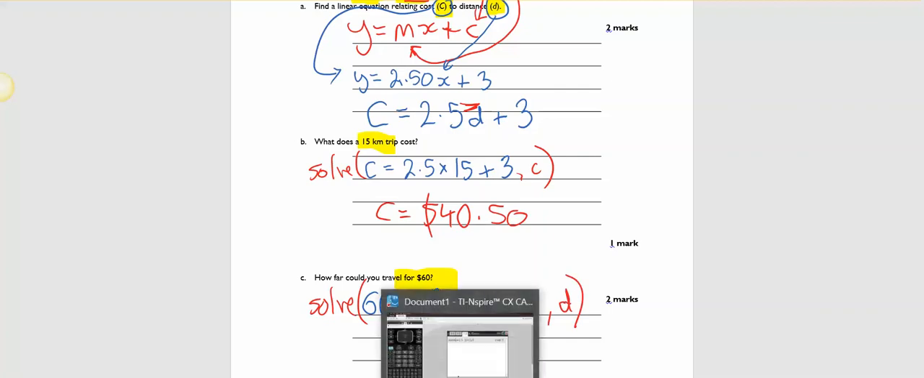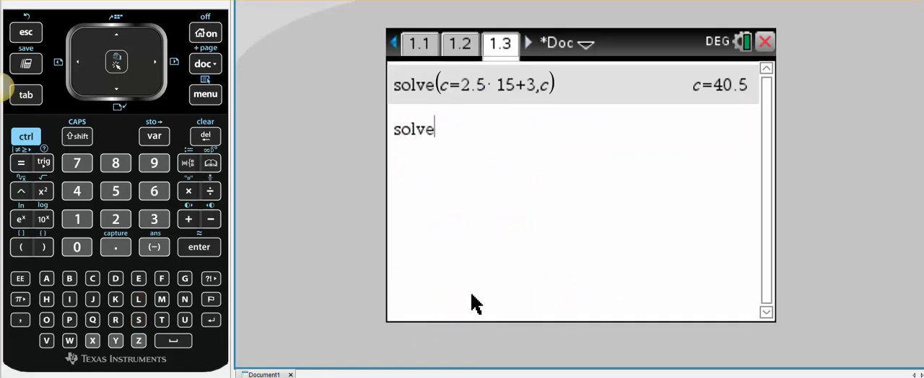We go to our calculator. Solve 60 equals 2.5D plus 3, comma D, and hit enter. And we see that D equals 22.8. So the distance travelled is going to be 22.8 kilometres.